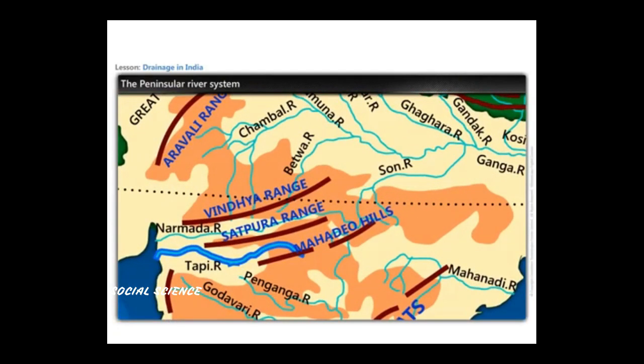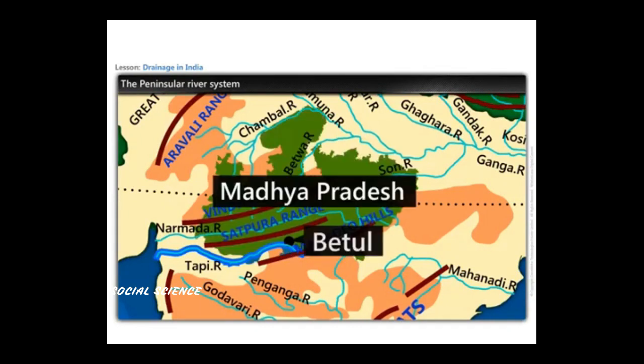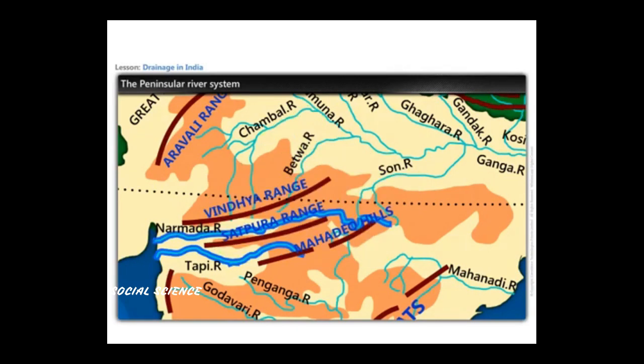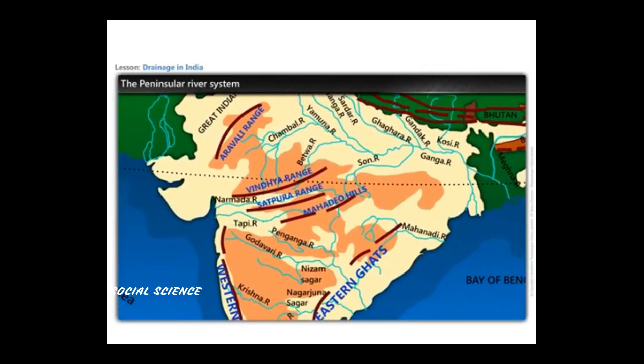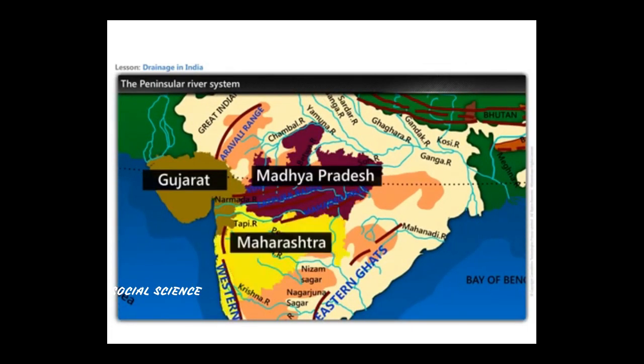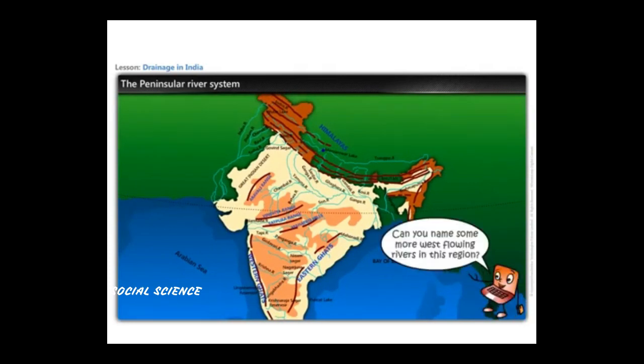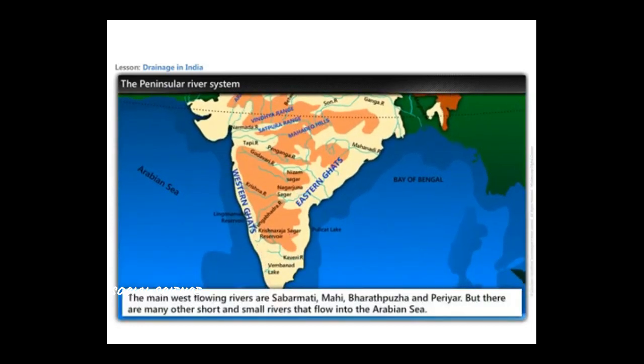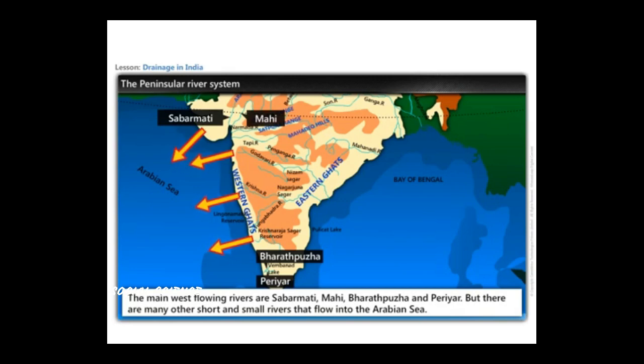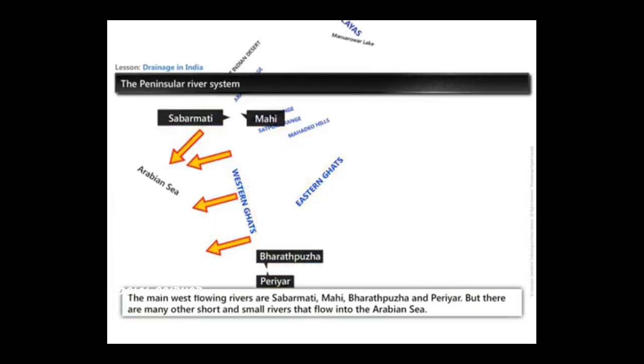Another west-flowing river, Tapi, rises in the Satpura Ranges in the Baitul district of Madhya Pradesh. It also flows in a rift valley parallel to the Narmada, but much shorter in length. Its basin covers parts of Madhya Pradesh, Gujarat, and Maharashtra. Can you name some more west-flowing rivers in this region? The main west-flowing rivers are Sabarmati, Mahi, Bharatpura, and Periyar. But there are many other short and small rivers that flow into the Arabian Sea.